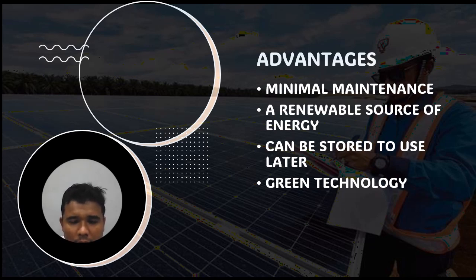Third advantage, solar PV can be stored to use later. Another very useful benefit of solar energy is that it can be used in a solar battery to use later when there is no sunlight. For green technology, solar energy is regarded as green because it uses a natural resource that cannot run out and has almost no negative impact on the environment.